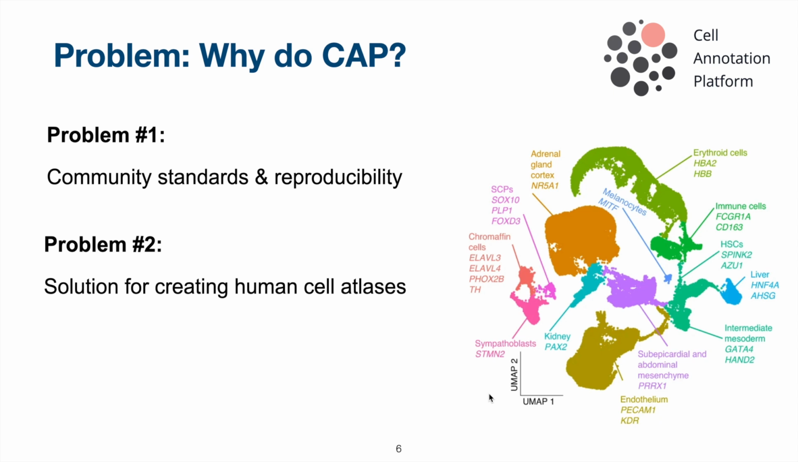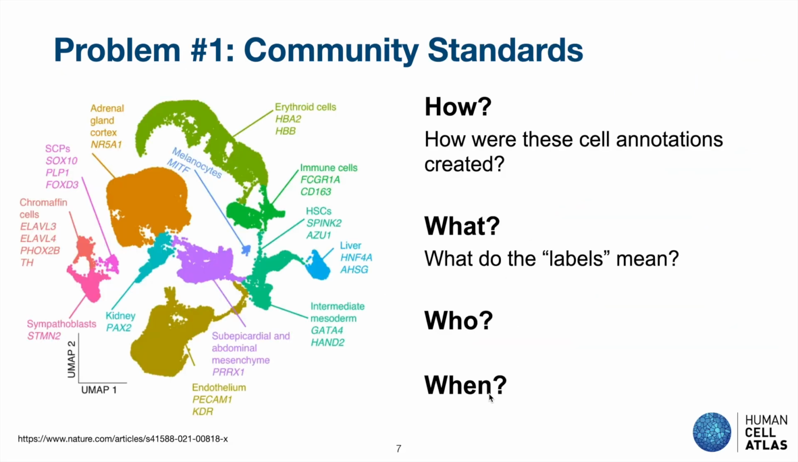How can we encode these cell annotations such that the data can be useful to achieve the scientific results that we're trying to achieve? The second problem here is really one of, it relates to how do we really create these biomedical reference atlases for the Human Cell Atlas? And the first problem is simply, what did the cell annotations mean? How were they created? What do the labels mean?